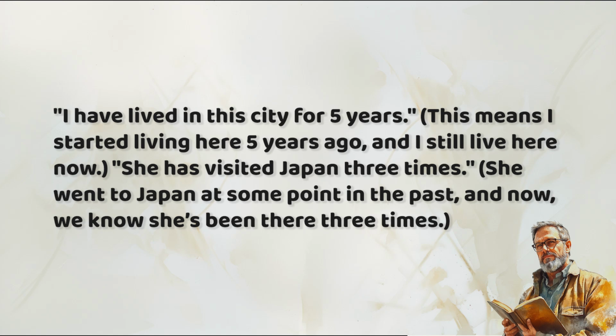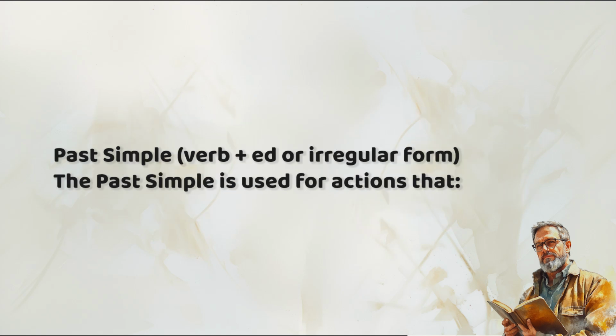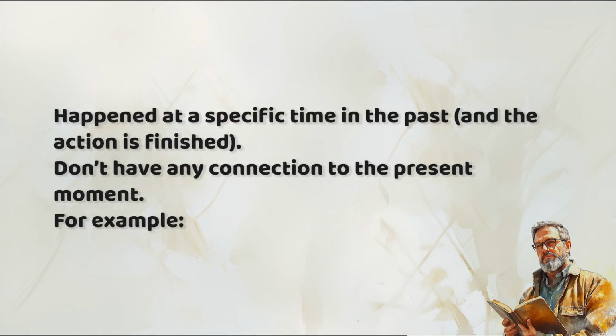She has visited Japan 3 times. She went to Japan at some point in the past, and now we know she's been there 3 times. Past simple: verb plus -ed, or irregular form. The past simple is used for actions that happened at a specific time in the past, and the action is finished. It doesn't have any connection to the present moment.